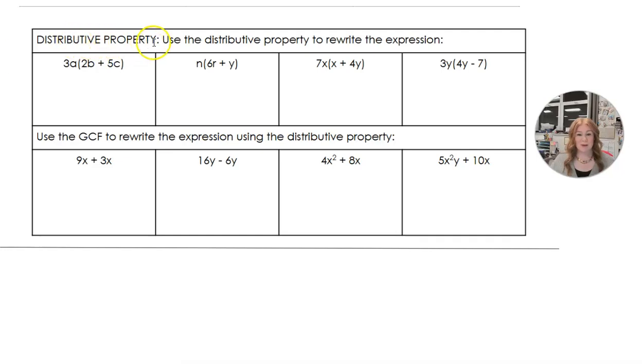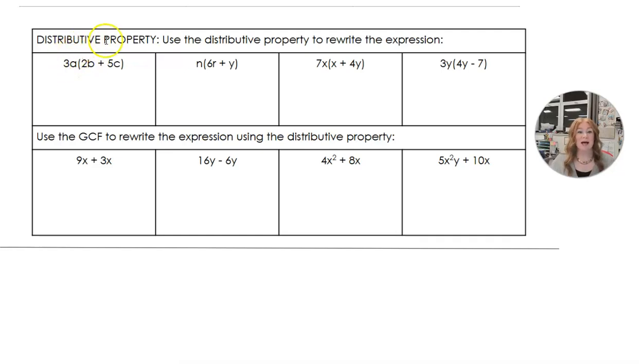For our distributive property, we're going to be using the distributive property to rewrite the expression. So we're going to multiply. We have to go to everything inside there. Looking here, we do have a group, but we cannot add B's and C's together. They're not the same term, so we can't put them together. We do not have exponents.